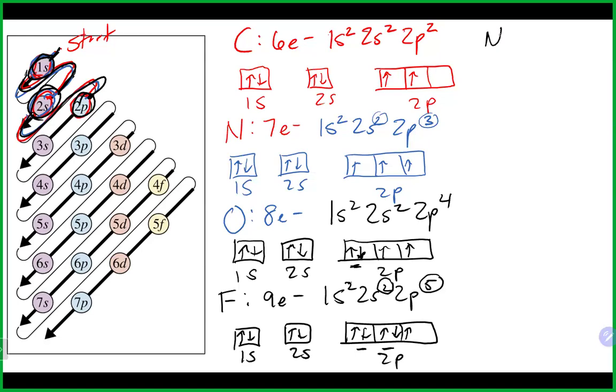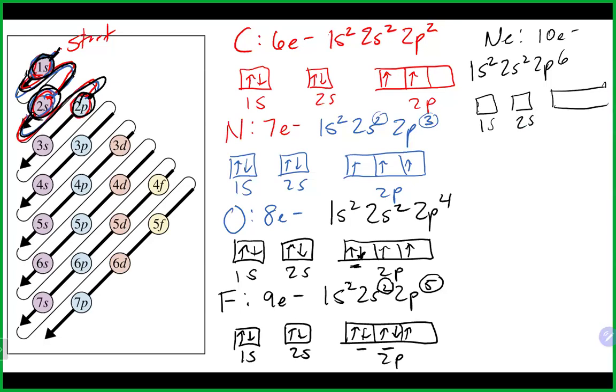Maybe I'll just go underneath here, just put it on this page. Neon has 10 electrons because it has 10 protons. So again, it would be 1s2, 2s2, 2p6 at this point. And again, if we draw it, squeeze it in maybe. Up, down, up, down, up, up, up, down, down, and down. And now we are completely filled.